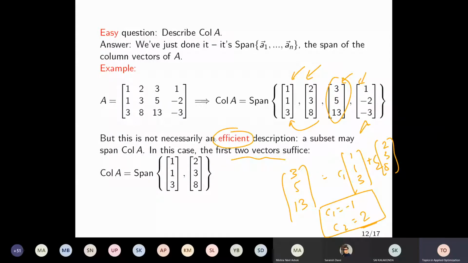So what it is trying to say is that if you just write the span, that may not be efficient, in the sense that there may be many vectors that are redundant. Like in this case, this was redundant, this was redundant. I can throw them out, and the span is still not changing, because some linear combination of this and this can produce this, and some linear combination of this and this can produce this. So the span overall didn't change. That's why this is more efficient, and I cannot reduce this further. I cannot write this as a linear combination of this or vice versa.